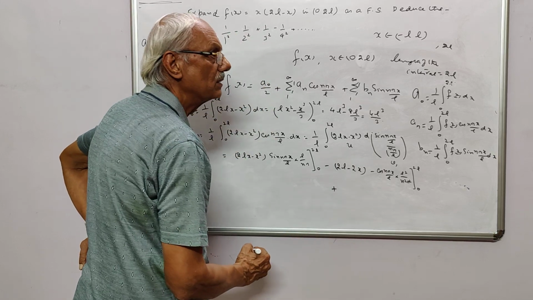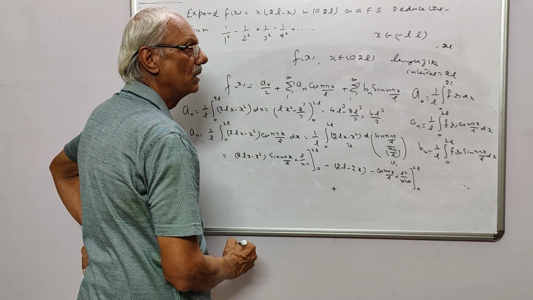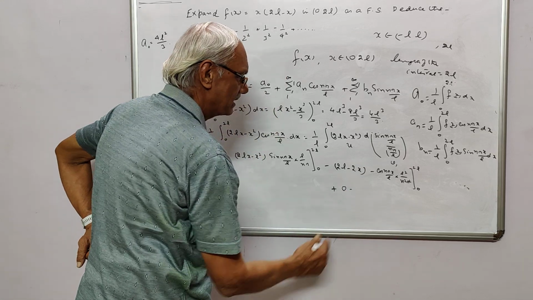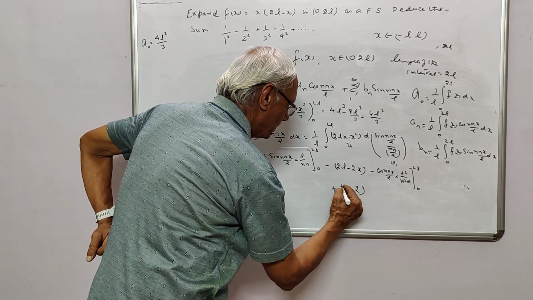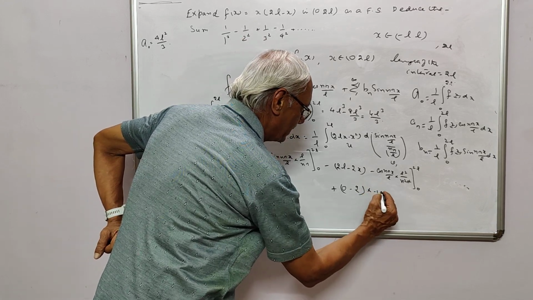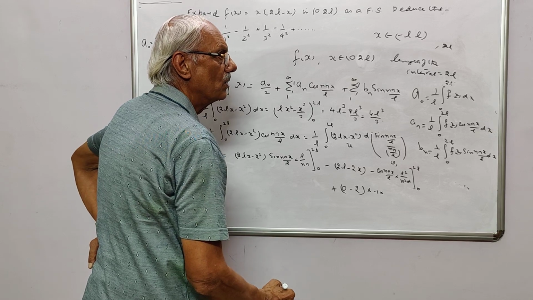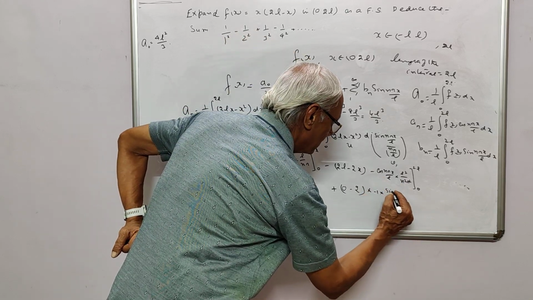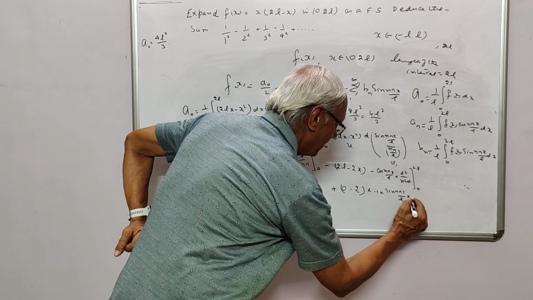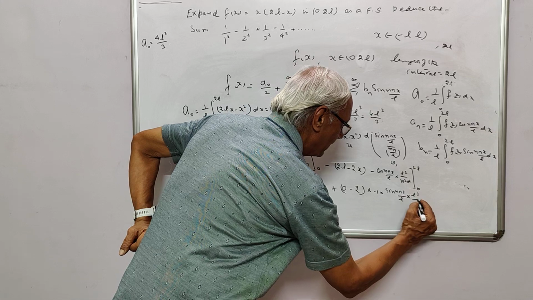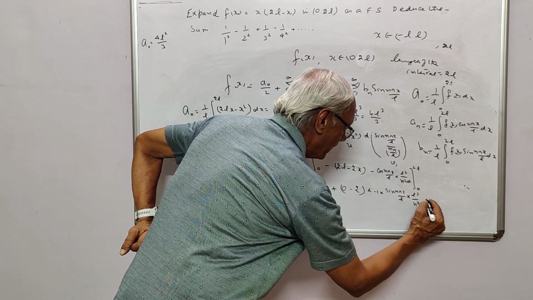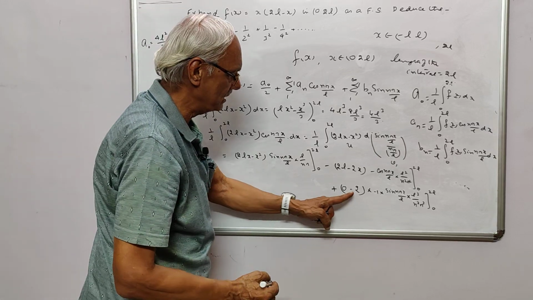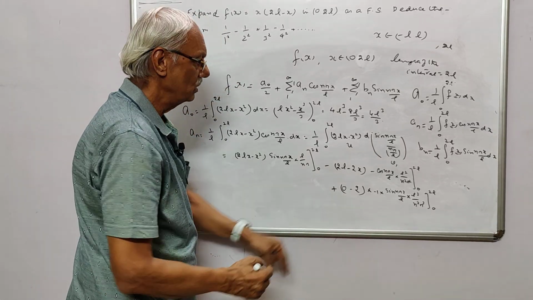Then plus, you differentiate this with respect to x: 0, minus, differentiate with respect to x: 2, into, what is now, minus is there, into the integration of cos(nπx/L), which is sin(nπx/L) into L³/n³π³, from 0 to 2L. So this is what you get. Now further differentiation is not possible because this will become constant, will become 0. So this is what you get.